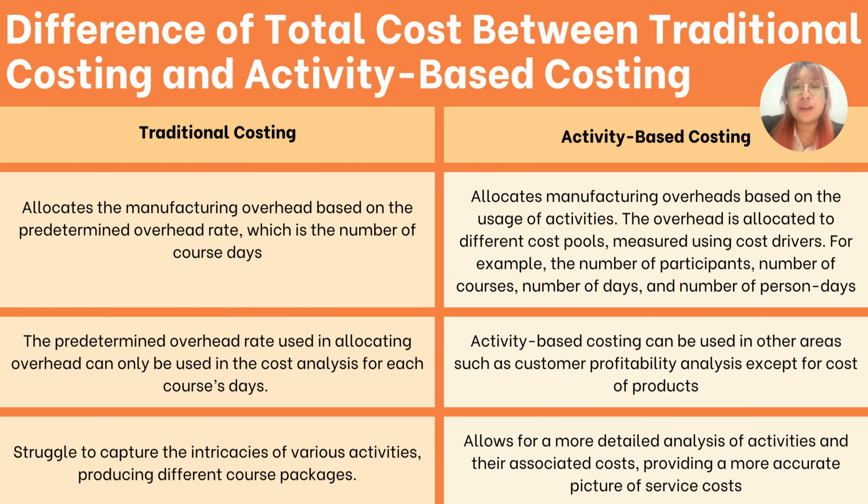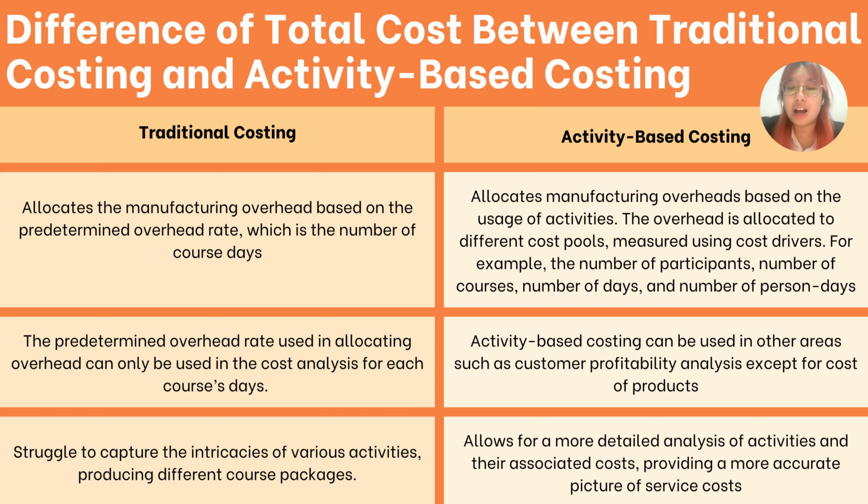Next, we will look at what is the difference between traditional costing and activity-based costing. The difference in total cost arises due to the different method used to calculate. Each of them uses different techniques to allocate overhead costs. First, traditional costing allocates the manufacturing overhead based on the predetermined overhead rate. Meanwhile, ABC method allocates each manufacturing overhead to different cost pools, which later will be assigned to specific cost drivers. Other than that, for traditional costing, the predetermined overhead rate can only be used for the cost analysis for each cost days, whereas ABC method can be used in other areas such as determining the customer's profitability analysis.